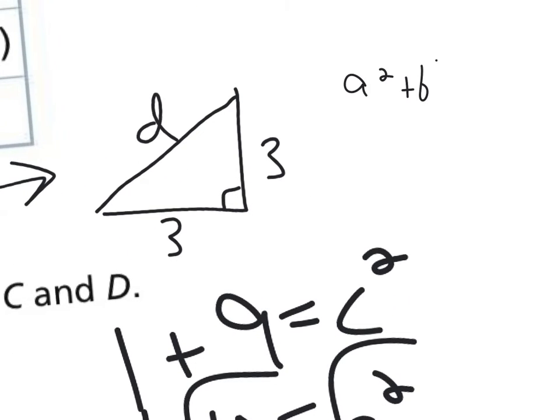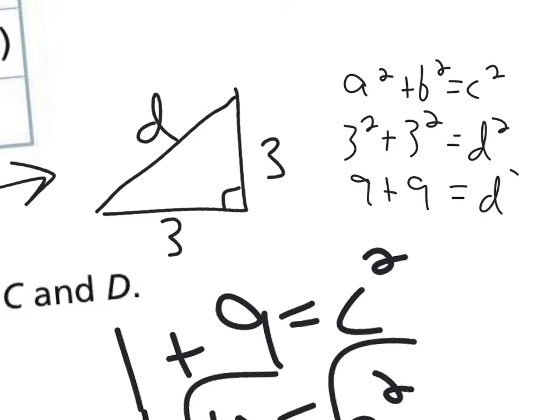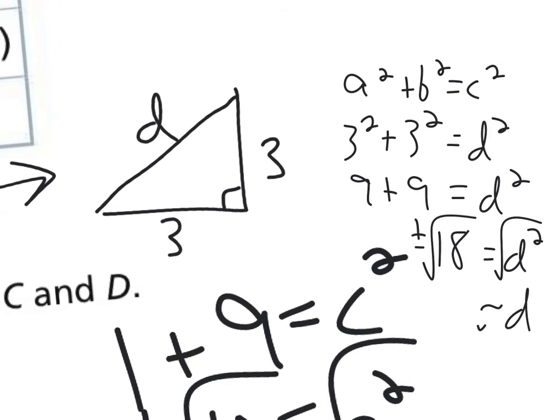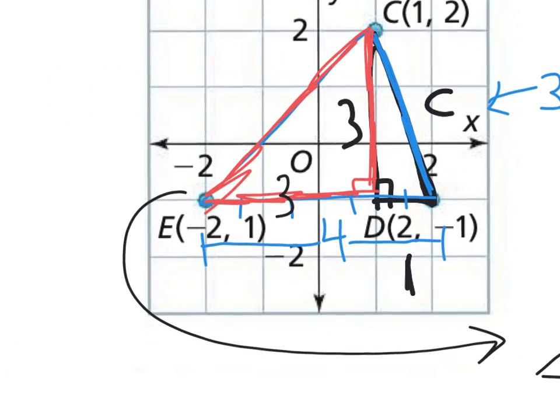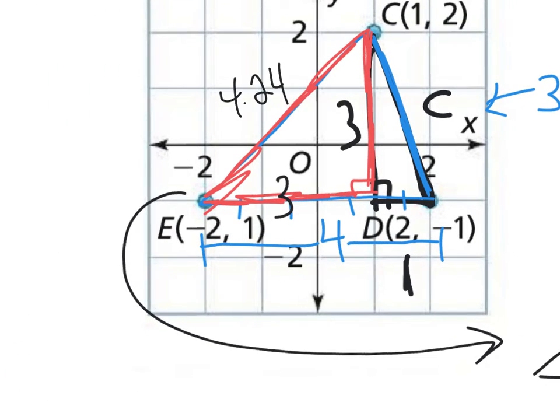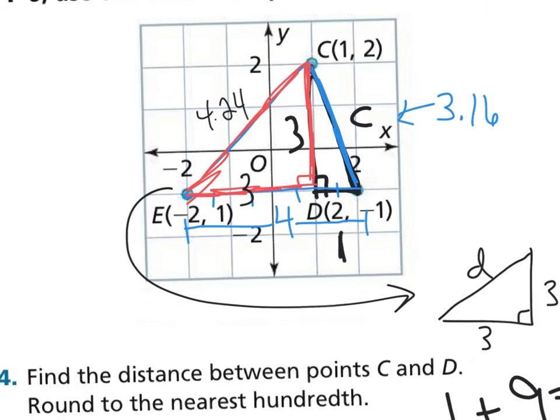So the legs are both 3. So 3 squared is 9, 3 squared is 9, 9 plus 9 is 18. And then we can do the square root of 18. Square root of 18 comes out to about 4.24. Okay, so we have 4.24 here, and then we had 4 along the bottom and a 3.16.